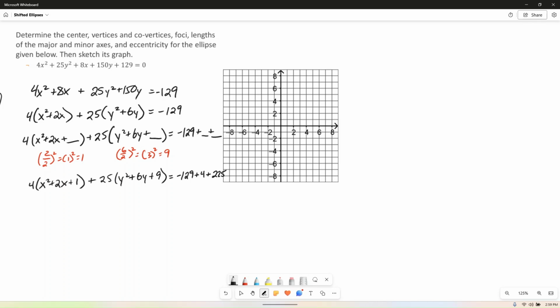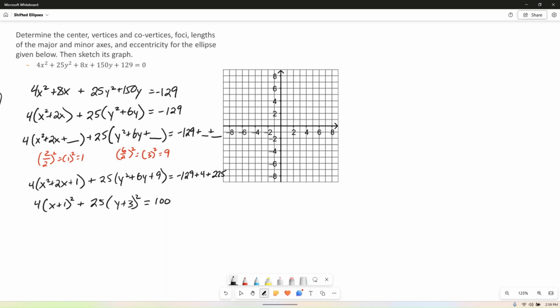So let's simplify this a little bit. With the x's, we have x squared plus 2x plus 1. That factors as x plus 1 quantity squared. So I'm going to have 4 times x plus 1 quantity squared plus 25 times y plus 3 quantity squared. And that will equal, if I combine everything on the right side, 100.